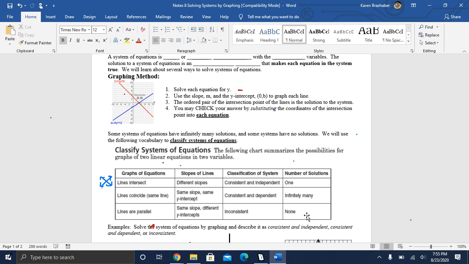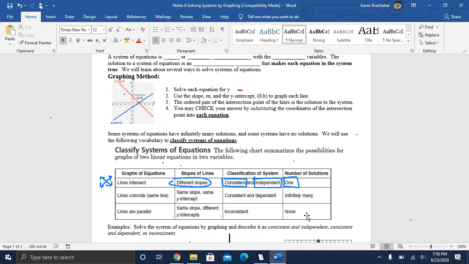Then you can know this by looking at their equations because they have different slopes. So if they have different slopes, the lines are going to intersect. And the classification that we're going to give those is that they are consistent. Consistent means that it has a solution, and independent meaning that it has two lines showing. So consistent means that they do intersect, there is a solution, and in fact, there is one solution, one point where the lines would intersect.